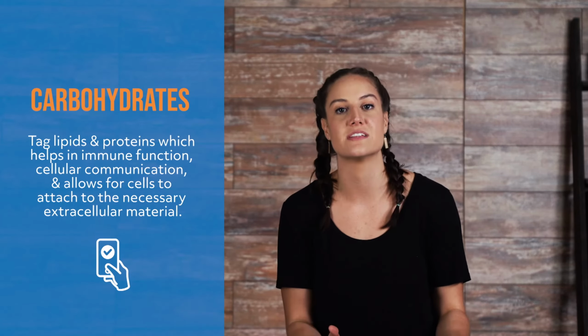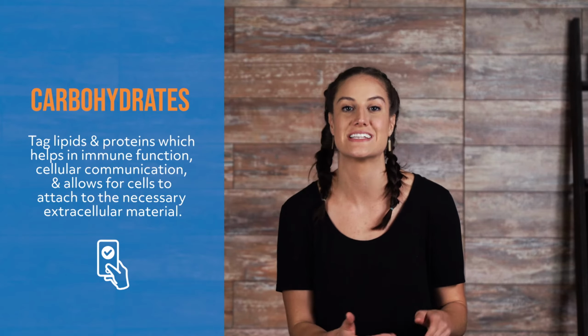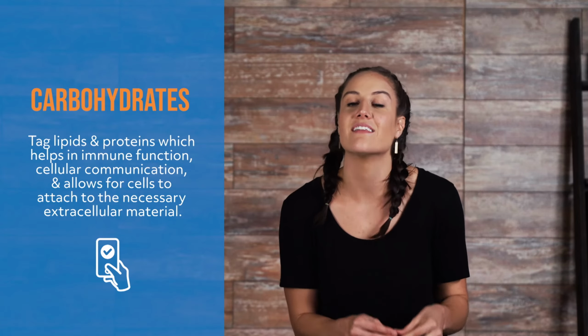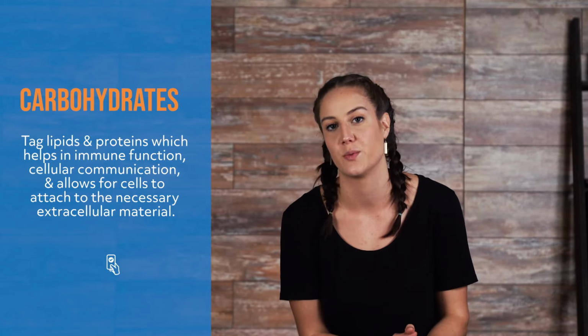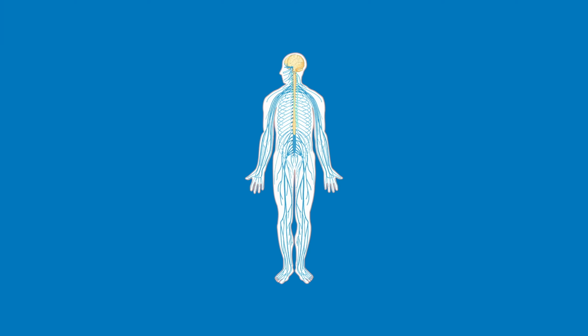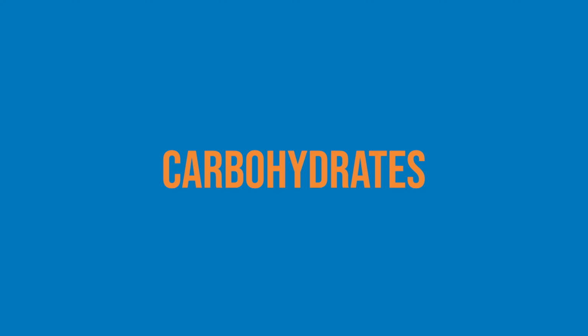Carbohydrates are also used to tag lipids and proteins, which helps in immune function, cellular communication, and allows cells to attach to the necessary extracellular material. Our central nervous system and muscles need a lot of energy in order to function, and this energy comes from carbohydrates. Consumable carbohydrates can be found naturally occurring in fruits, vegetables, milk products, and grains.